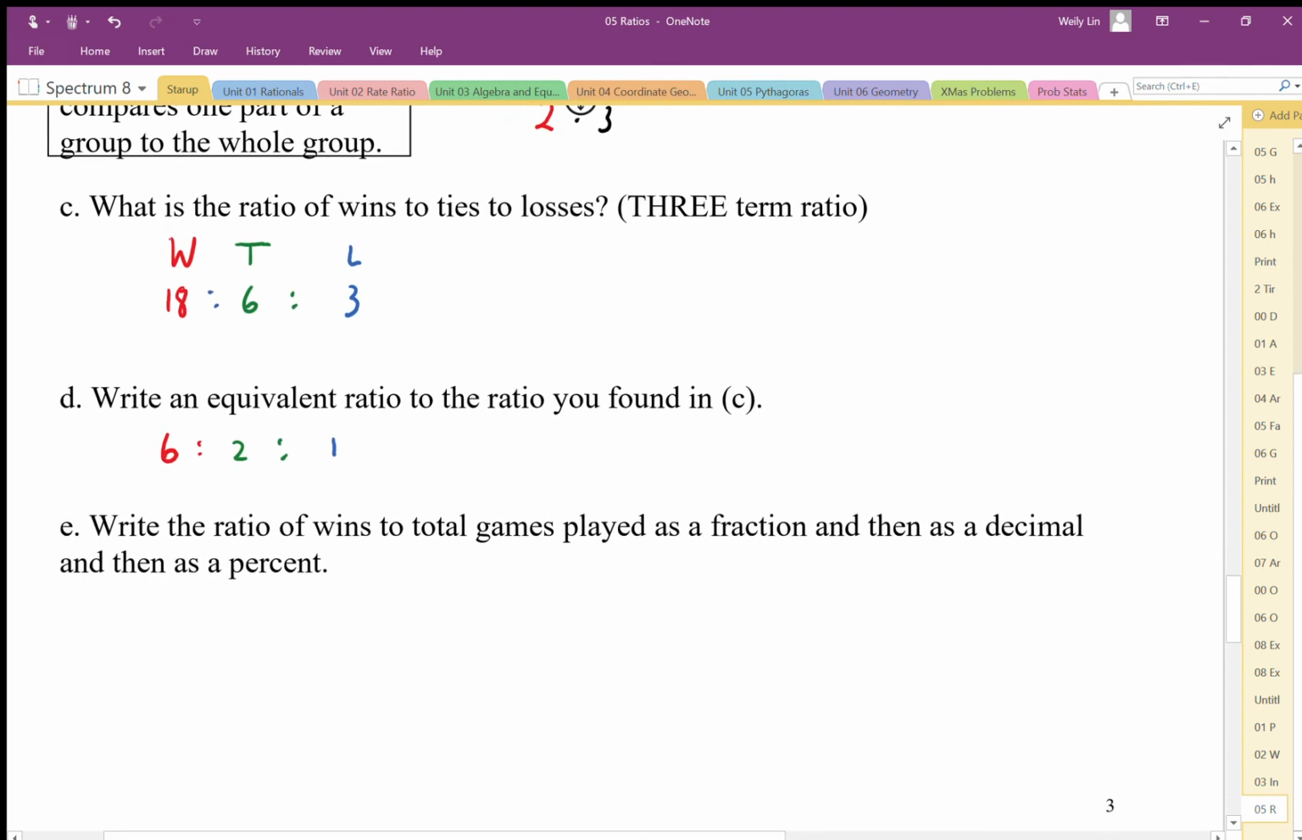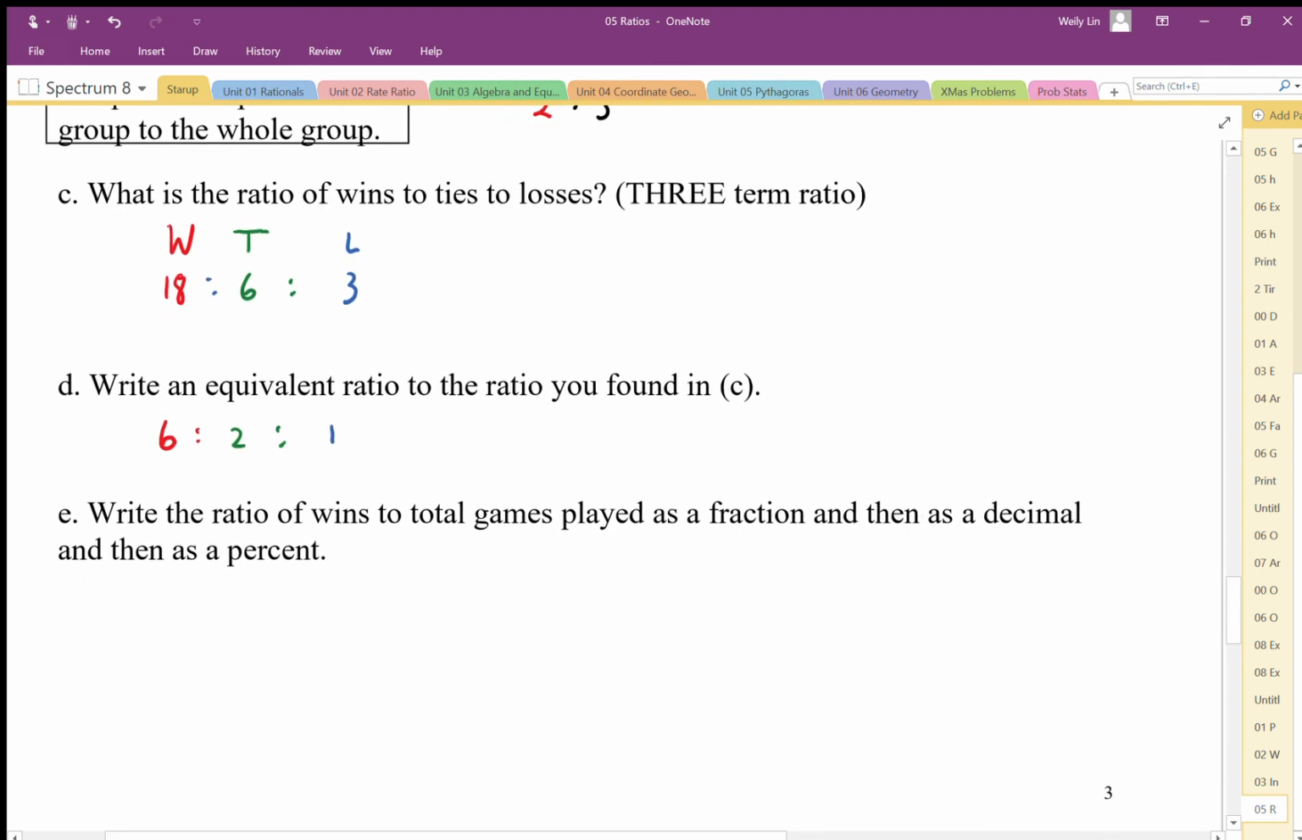So write the ratio of wins to total games played as a fraction and then as a decimal and a percent. So wins to the total games played. So 18 wins to 27 games. We can write this as a fraction as 18 over 27. We can write this as a decimal. So it's 0.66 repeating. And then as a percentage, it works out to be 66.67%. I've rounded that last decimal.